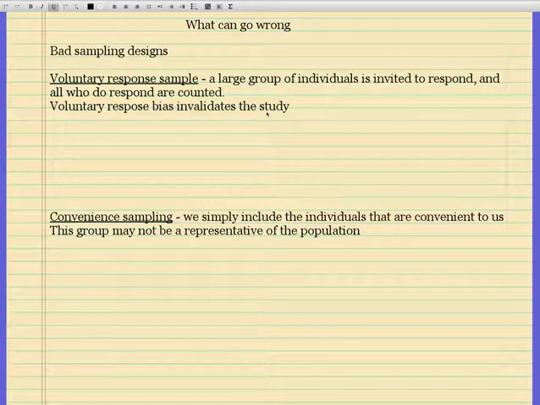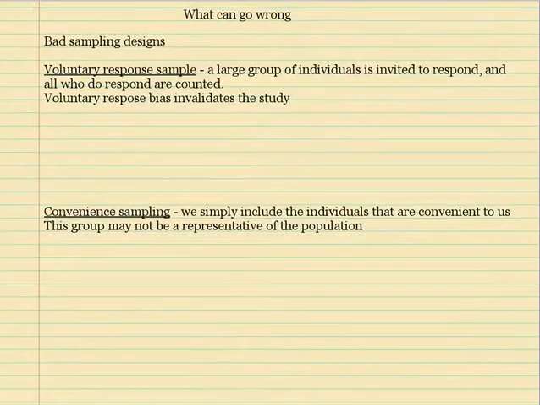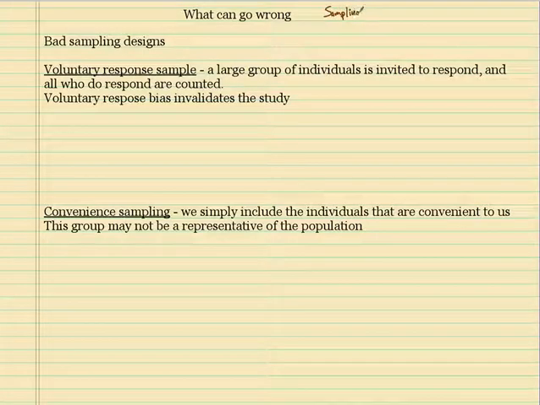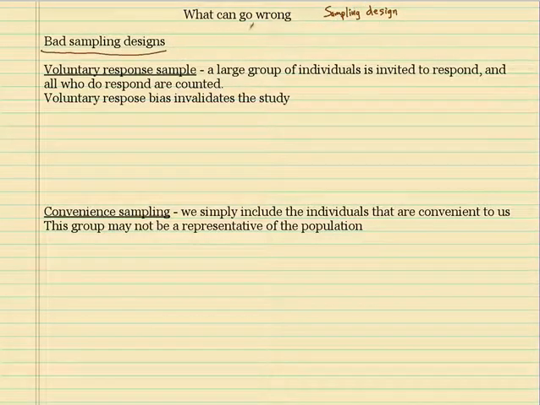Hello and welcome to the video on what can go wrong. What we're talking about here are sampling designs. When I mean what could go wrong, that's bad sampling designs and bias.